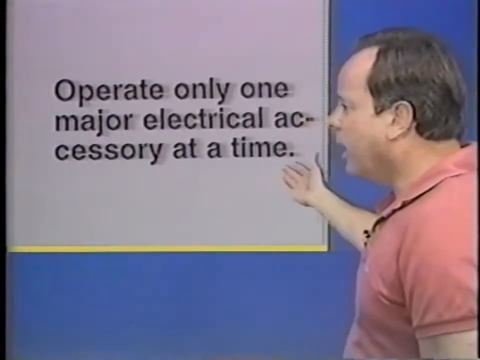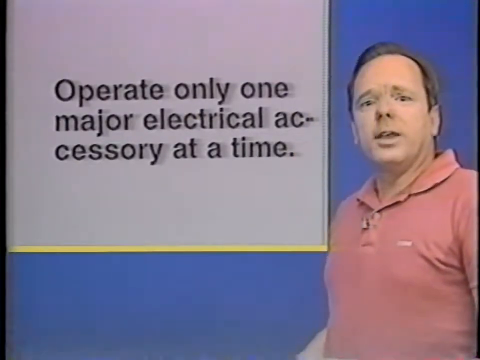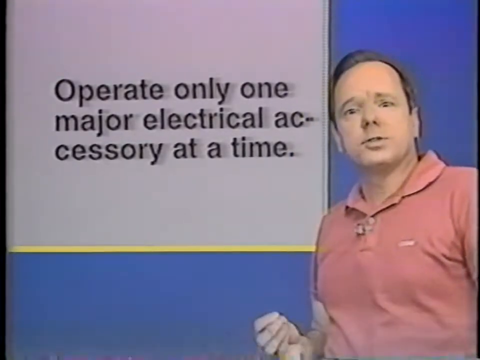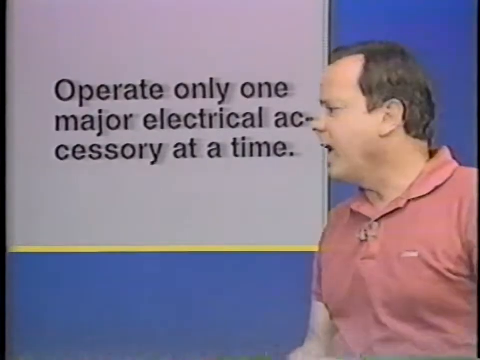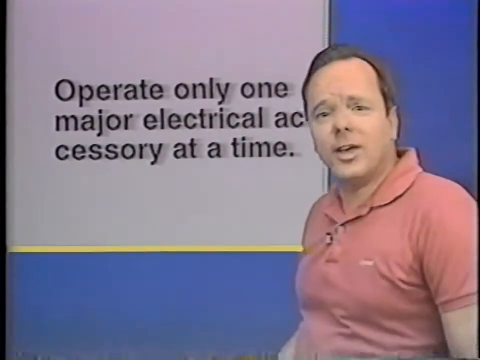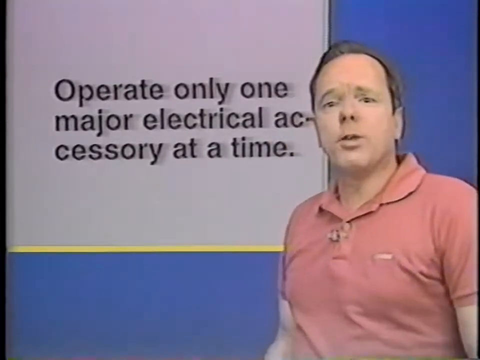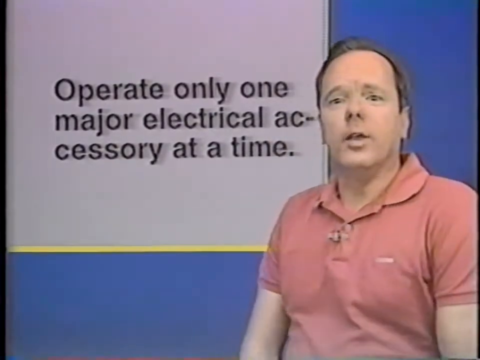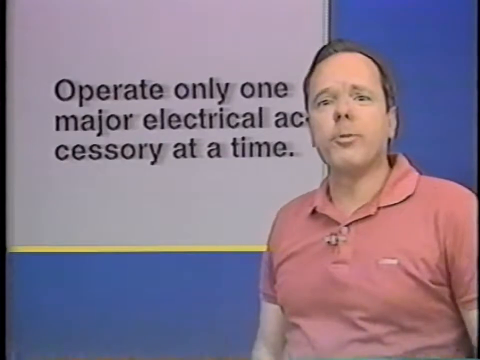All right, another good, solid, everyday rule of thumb is, let's assume you have an airplane that has major electrical accessories like electric landing gear and flaps. Well, operate only one major electrical accessory at a time. Why? Well, simply you're putting a tremendous load on the electrical system of the aircraft if you're operating them both at the same time, and they're more likely to fail.